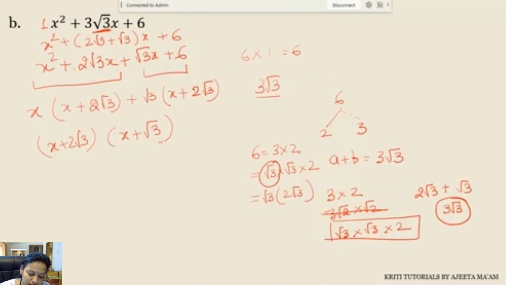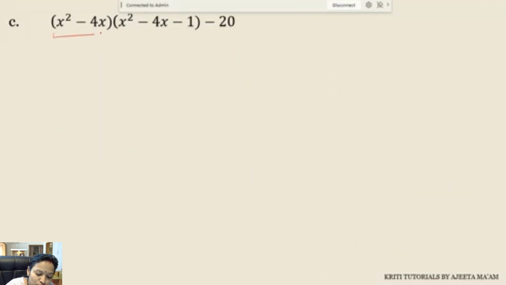Now let's take the next. x square minus 4x, whole square, minus x square minus 4x minus 20. So here the point is we have to do a substitution, because if we open it and do it, it will become a 4-degree polynomial. To make it a simple one, let's put x square minus 4x as t. How will we know that we have to substitute x square minus 4x as t? By seeing the term which is getting repeated.